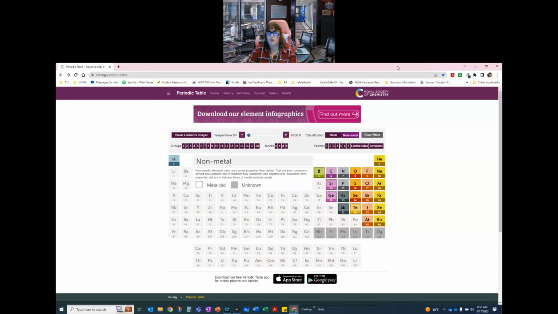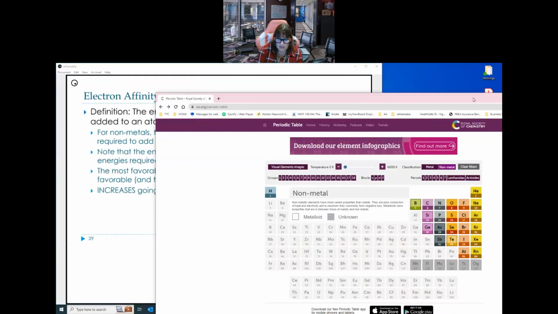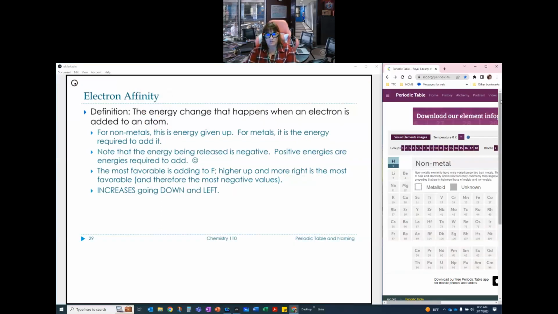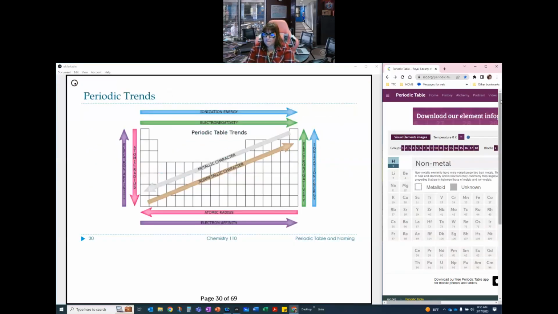Okay. So when we talk about electron affinity, the same trend is going to hold for electron affinity as it does for electronegativity. Okay. Questions about any of that?